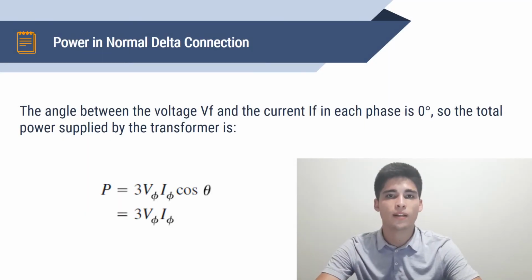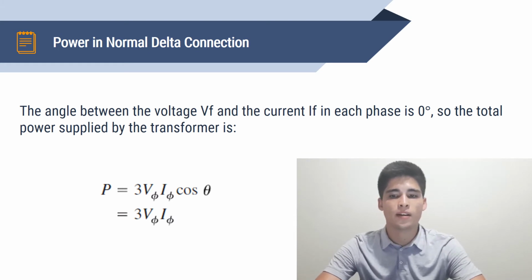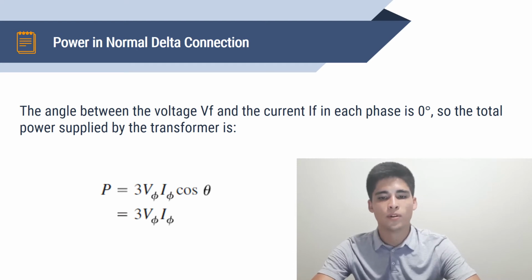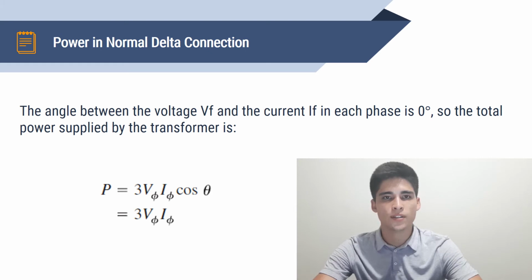The power in normal delta connection. The total apparent power in the transformer bank in normal operation, connected to a resistive load with the angle between the voltage V sub phi and the current I sub phi in each phase being 0 degrees, is P expression.